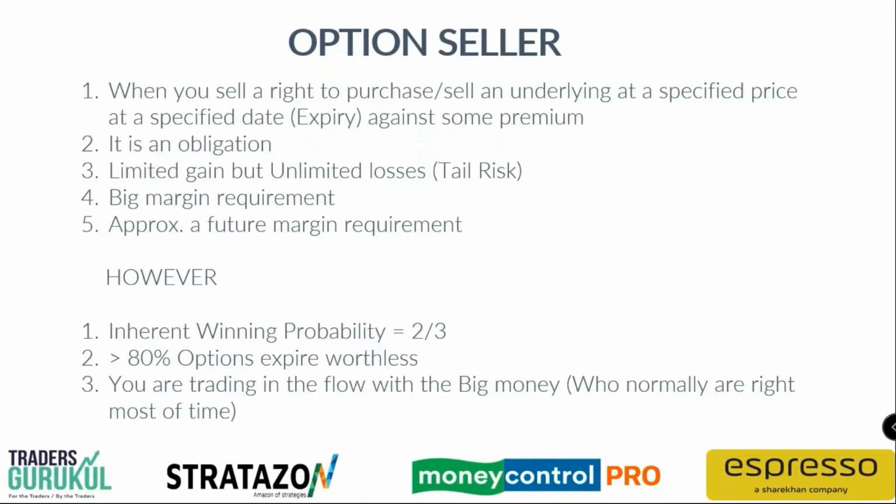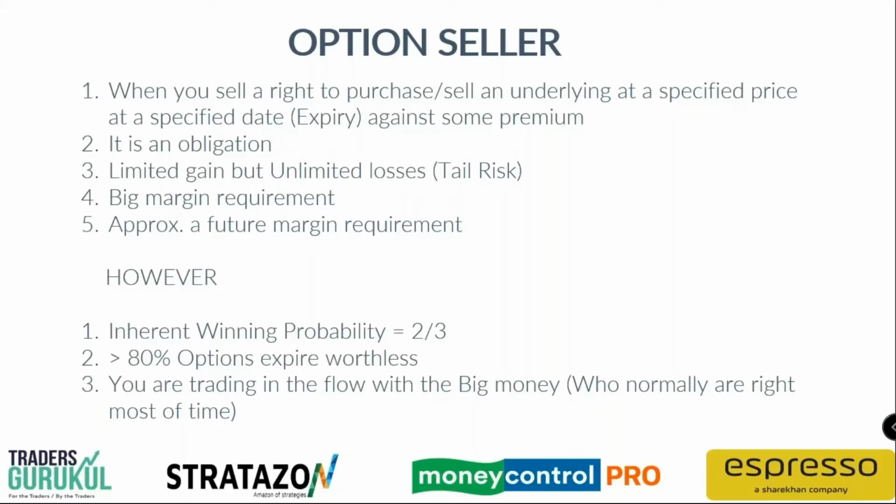What does an option seller do? When you sell a right to purchase or sell an underlying at a specified price at a specified date against some premium, it is an obligation. The option buyer has a right, but for the option seller it is an obligation. He has limited gain possibility, but he can face unlimited losses as well. There is a big margin requirement, approximately a futures margin requirement.